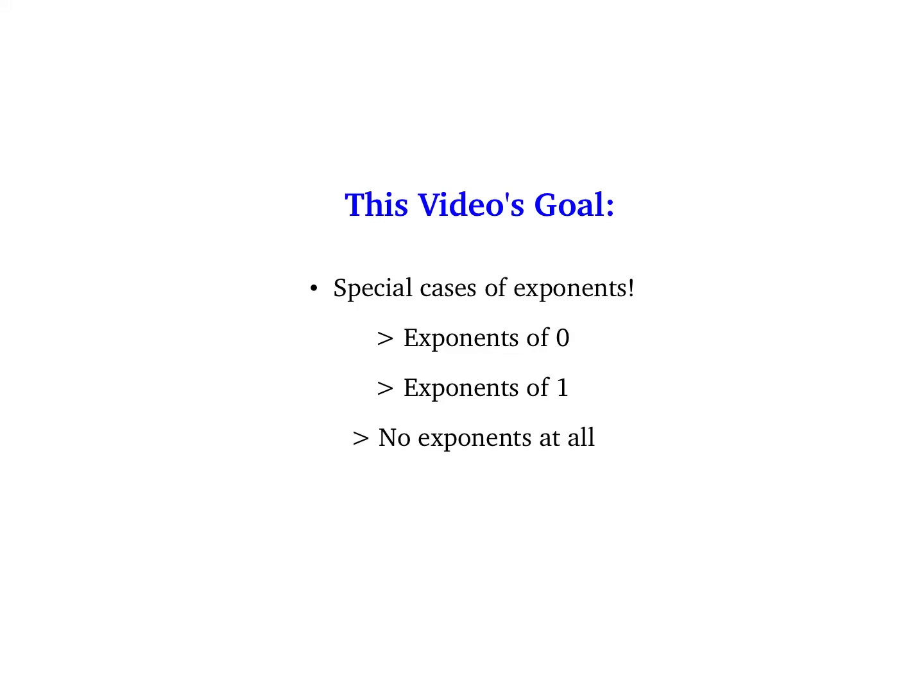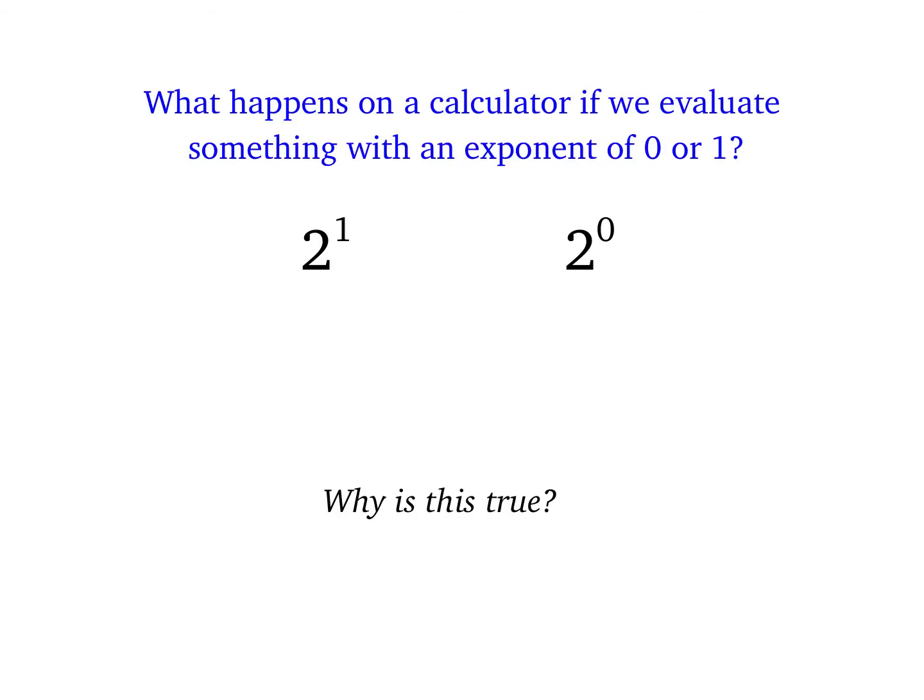In this video, we'll look at some of our special cases of exponents, including an exponent of 0, an exponent of 1, or maybe even no exponent at all. So first, let's explore an exponent of 0 or an exponent of 1, and what your calculator is telling us that's equal to. So we'll start with a small base number like 2. If we wanted to evaluate what that's equal to, we could do 2, that caret key, and 1, and we would see that that's equal to 2.